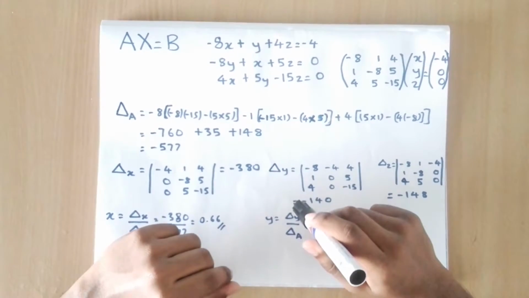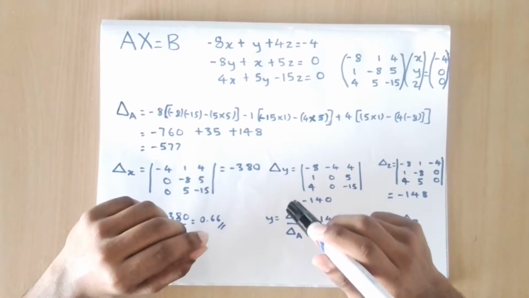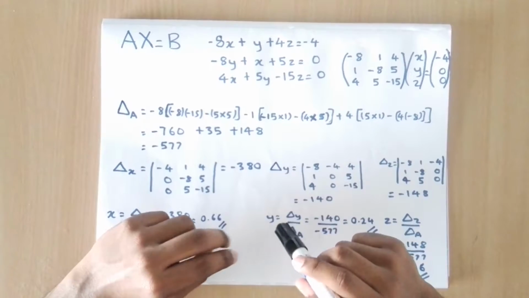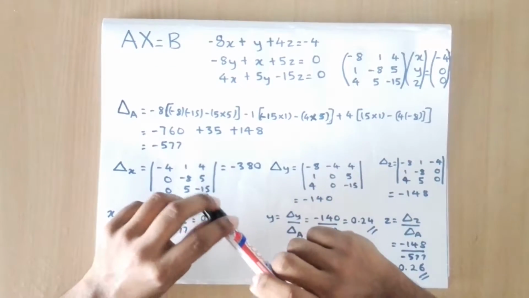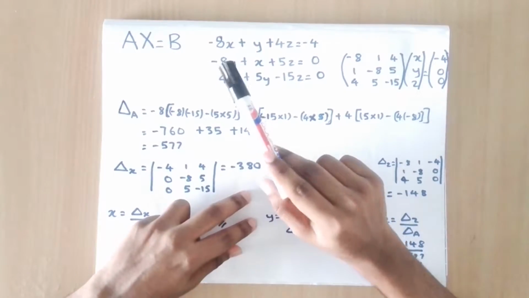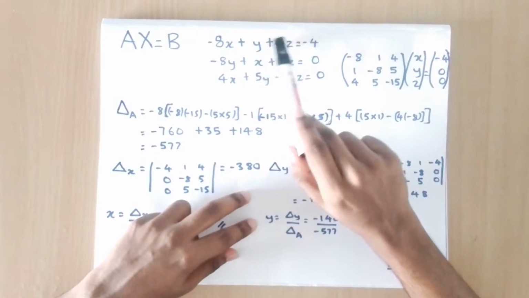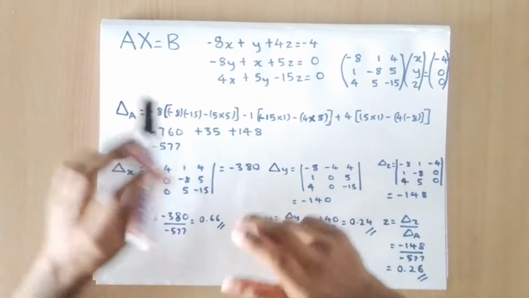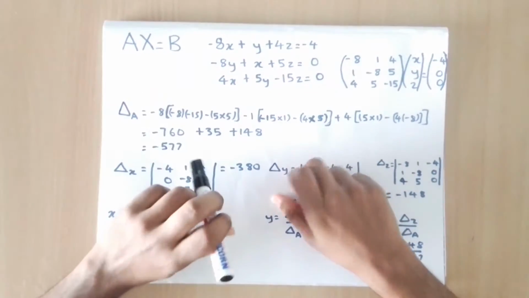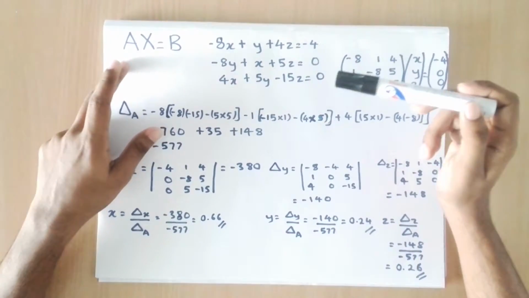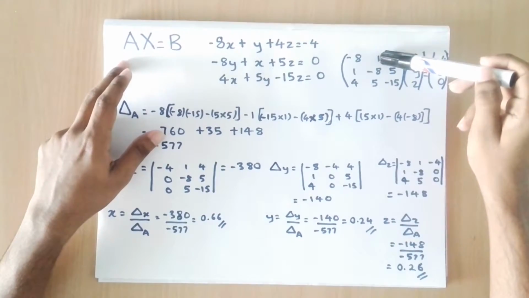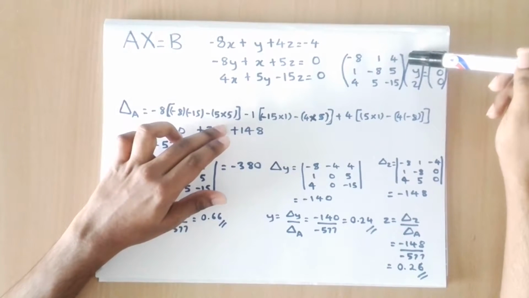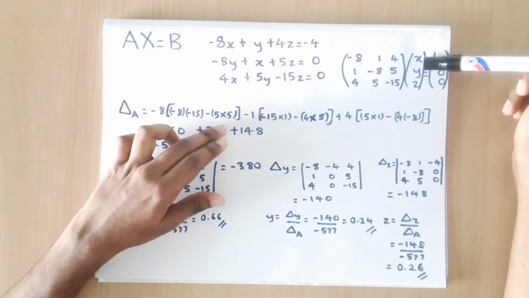And in this video, we will be discussing Cramer's rule in solving a system of three linear equations. Consider this system of equations. Here we have three variables x, y and z. We can write these equations in the form AX equals B, where A is the matrix of coefficients, X is the matrix of the variables and B is a matrix of the constants.